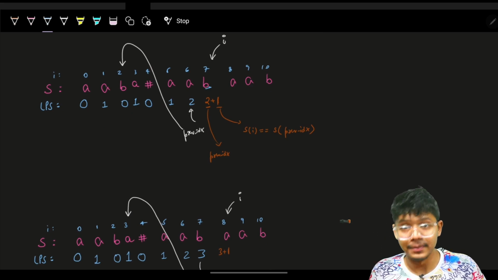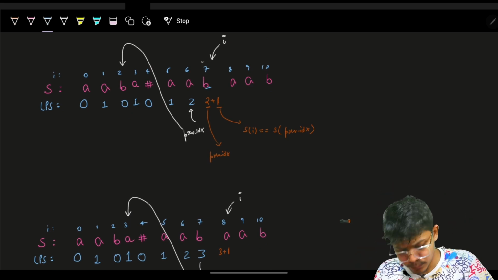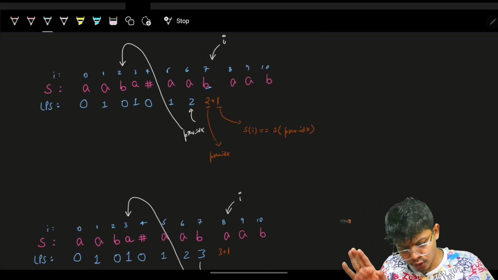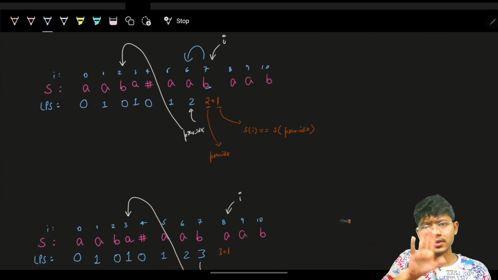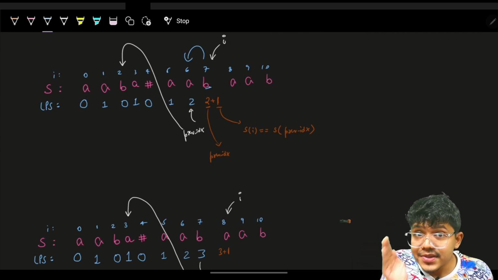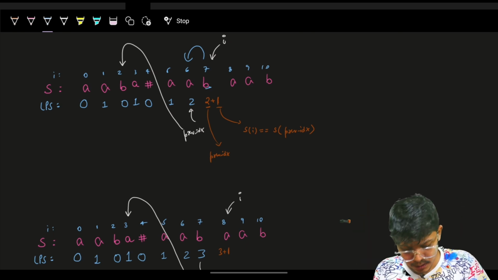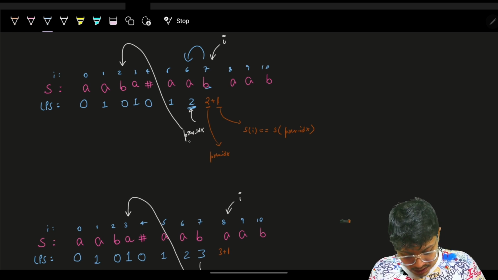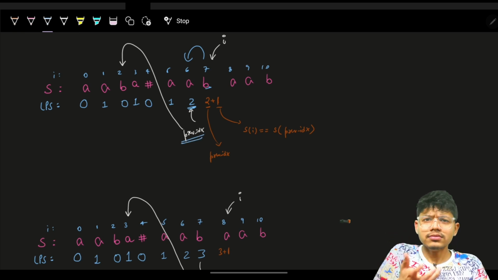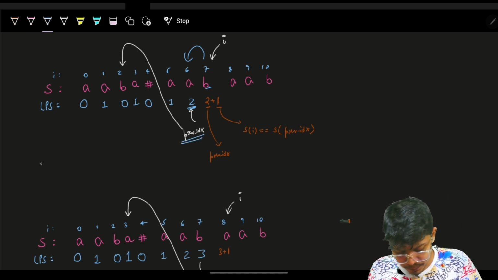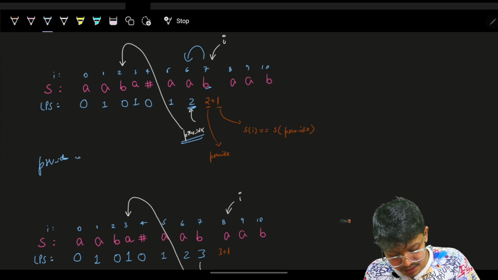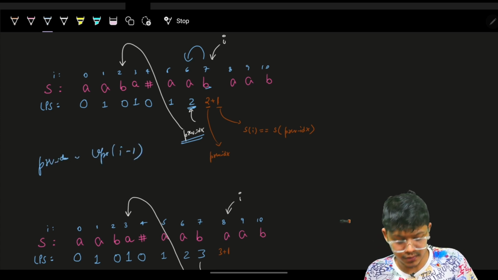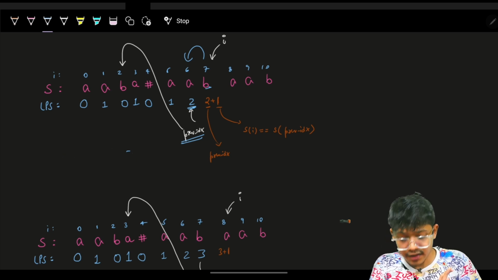Now I am at B. Firstly, I'll simply ask my bro. Bro simply comes back to me, saying how long a suffix was matching with the prefix. Bro will say, I was matching a length of 2. So now I'll assign my previous index as 2. So as you have known so far, your previous index is the LPS of i minus 1. This is your previous index in the very beginning.